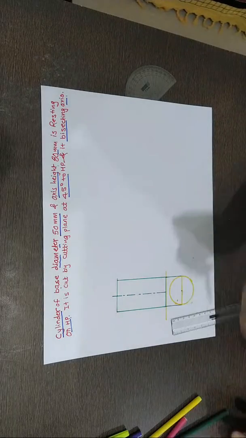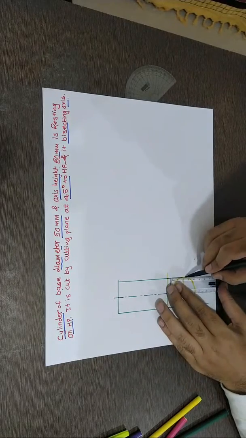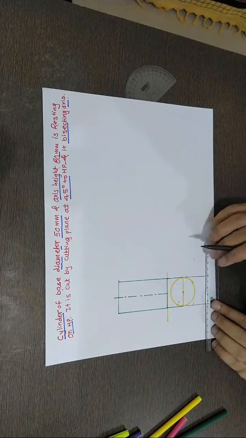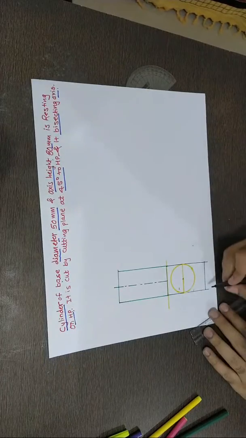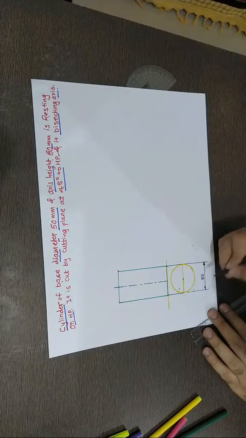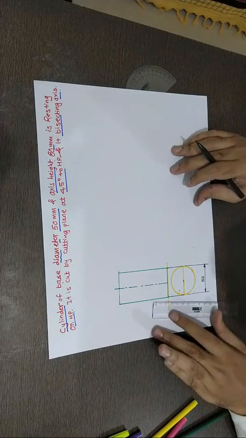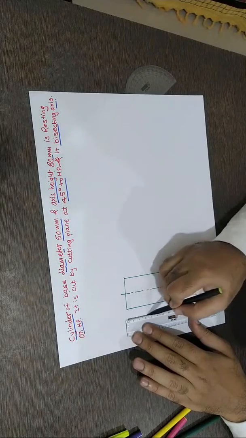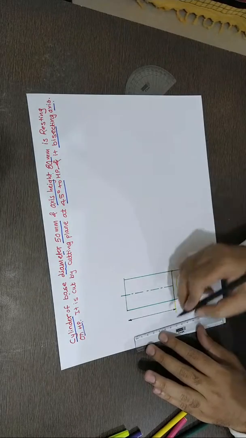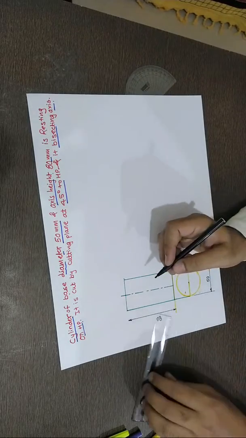So many students ask how to show dimension for a cylinder in the top view. So see, you can follow this. Draw extension lines from these two ends. Directly you can mention 50. No need to mention the symbol here, that's very logical. It is understood from this that it is the diameter 50. This is 80. And this is the axis that I am showing here.